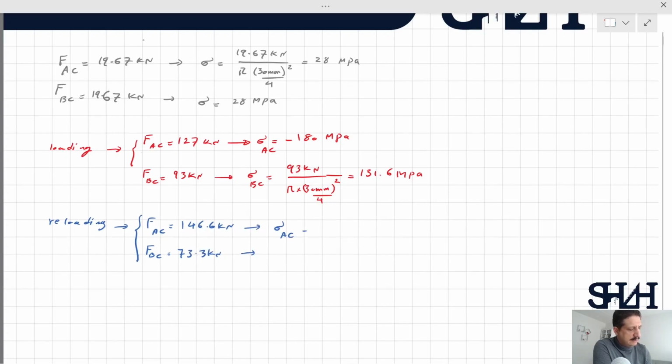So sigma AC, sigma BC, 207.5 megapascal. So indeed it is greater than 180, but still it is in the elastic phase because it is reversing. It was fully compression, and up to being fully tension, there are 2 times sigma y capacity. So it means that the limit is 360, 2 times 180 megapascal. And for BC, it is half of that, which is 103.75.